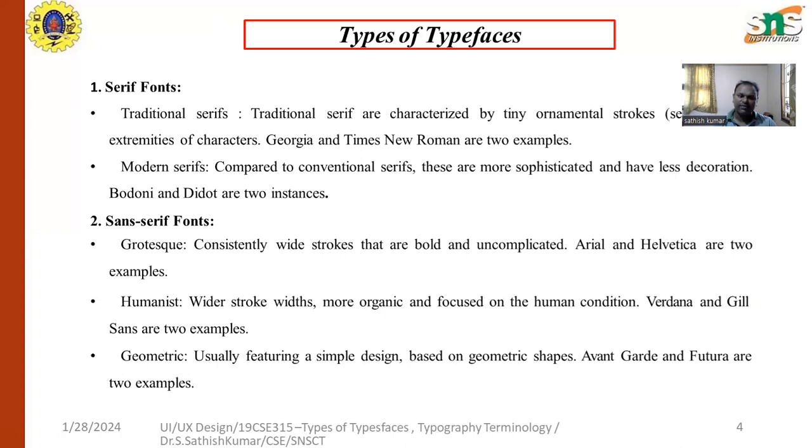Next is sans serif font. Grotesque has constantly wide strokes that are bold and compact. Arial and Helvetica are two examples.